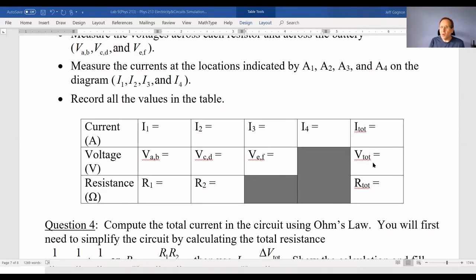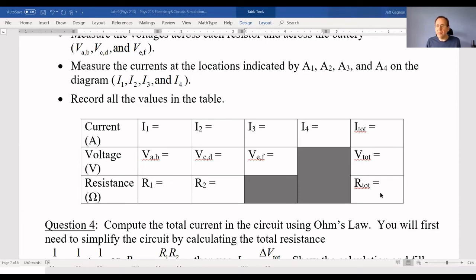Now, V total in this case, remember, V total is the voltage across the battery. So whatever you got for VAB, and these really should all be the same, right? Because it's a simulation, they're going to be exact. But whatever you got for VAB, you consider that to be your V total. That's going to be your total voltage drop across the battery.